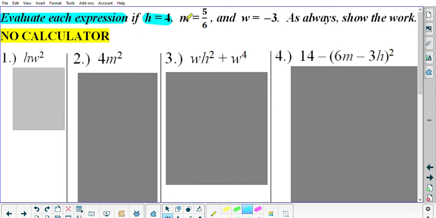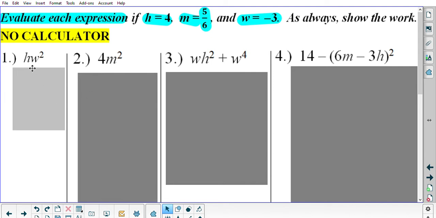They tell you h is 4, m is 5/6, and w is -3. As always, we're going to show our work, and this is a no calculator section. So problem number 1 is already done for you if you have your guided notes printed out.